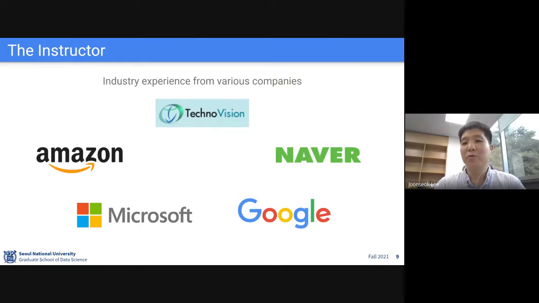In addition to working at Google, I have some industry experience from various companies. The very first one was a startup called Technovision, where I started my first work in computer vision. And then during my graduate study, I did three internships at three different companies. One was Google, followed by Microsoft, and then Amazon. I was kind of lucky because my advisor went to Google for his sabbatical, so I just followed him to work together. After his sabbatical, he quit his faculty position and went to Amazon, so I just followed him again. That's how I managed to do this many internships during my PhD.